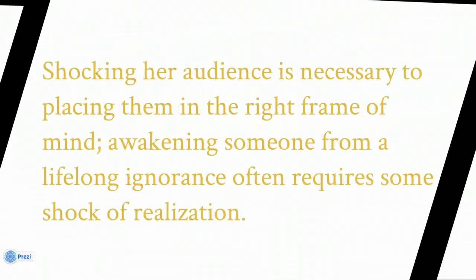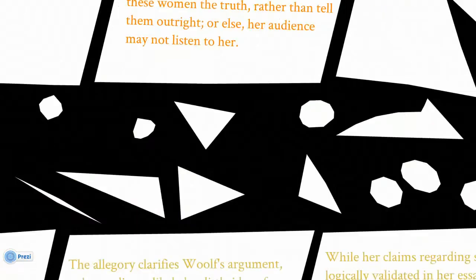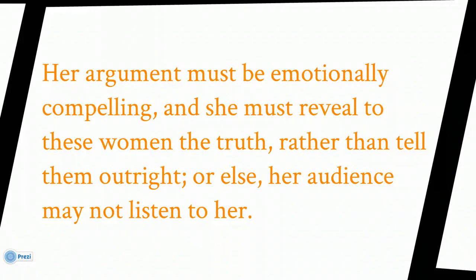And as I said, getting into the three appeals level here, we're talking about another pathos appeal, shocking her audience. Shocking her audience is necessary to placing them in the right frame of mind or emotional disposition. Awakening someone from a lifelong ignorance often requires some sort of shock of realization, since again, these women just need to be awakened to a fact that they already understand. And finally, this supports the rhetorical goal of being emotionally compelling in her argument, revealing to these women the truth rather than telling them, and shocking them along the way. It's just a really good way of emotionally compelling them to act.